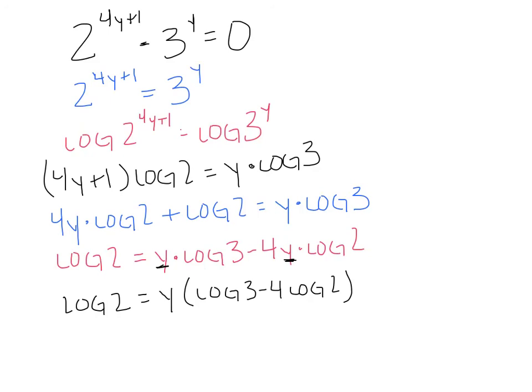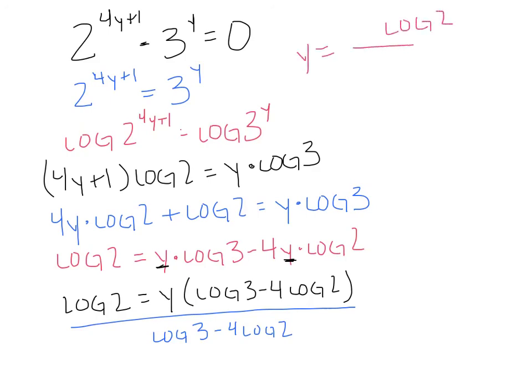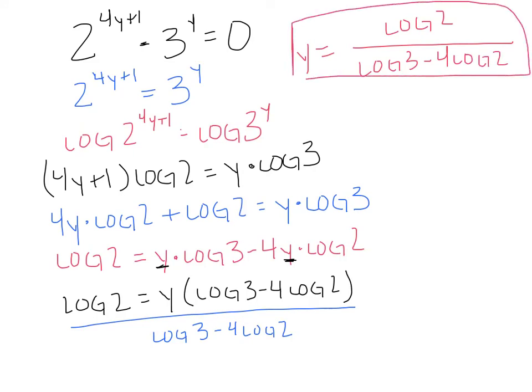It's just a matter of dividing at this point. I'm going to divide both sides by the log of 3 minus 4 log of 2. I'm going to write my final answer up in the corner because I'm running out of space. So y equals the log of 2 divided by log of 3 minus 4 times the log of 2. And we could figure out what that decimal approximation was if we wanted to, type it all into the calculator. But I'm going to leave it as it is because I want to have the exact answer.